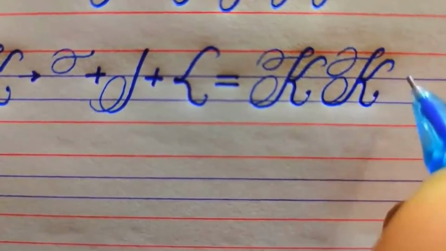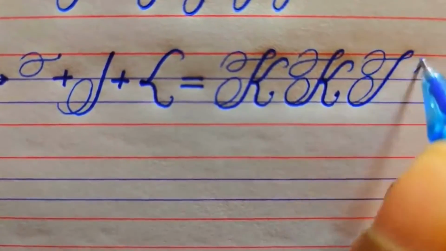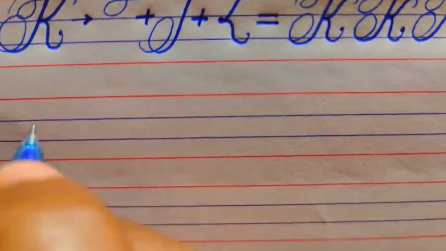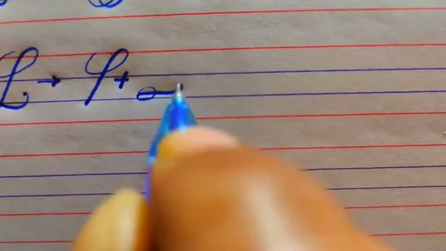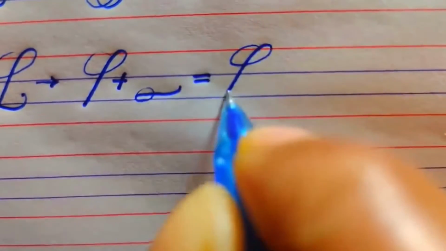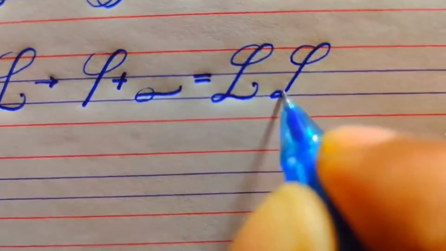K. Now the turn of L. Here the first word of L plus the second one is equal to L.